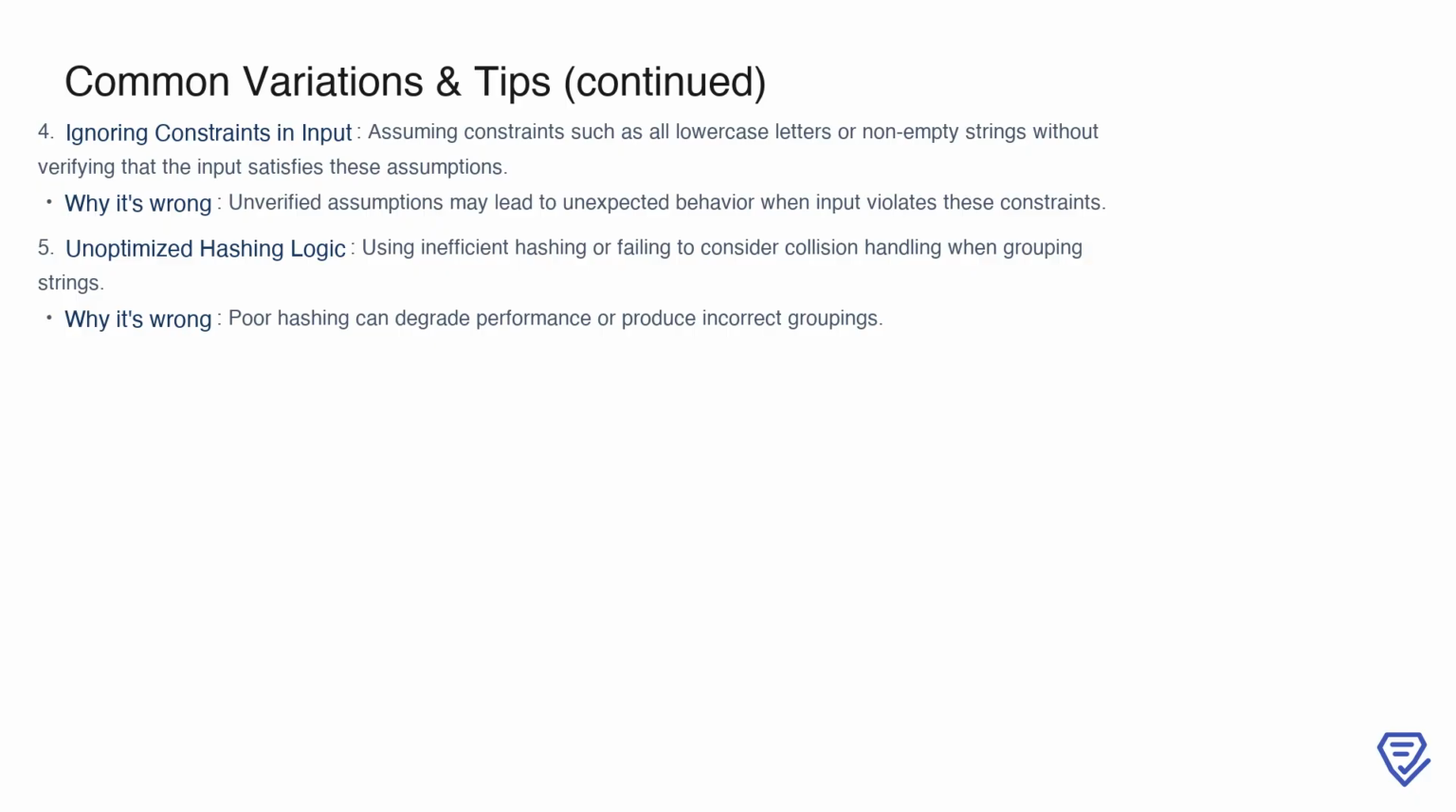Additionally, unoptimized hashing logic is a frequent stumbling block. If your approach groups strings using inefficient hashing or fails to handle hash collisions, the performance can degrade significantly. Worse, it may lead to incorrect groupings, which undermines the entire solution. Efficient hashing, combined with proper collision handling, is vital to maintaining both performance and correctness in this problem.